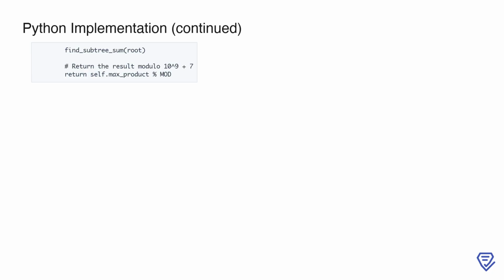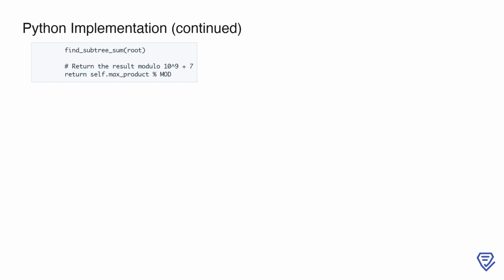The find_subtree_sum function is where the product calculation happens. For each node, it recursively calculates the sum of the current subtree, which includes the node's value and the sums of its left and right subtrees. Using this subtree sum, we compute the product with its complement, which is the total tree sum minus the current subtree sum. This represents the product of the sums of the two resulting subtrees if we were to split the tree at this point. We then compare this product with self.max_product, updating the latter if the current product is larger. Finally, the function returns the subtree sum, enabling the recursion to proceed.